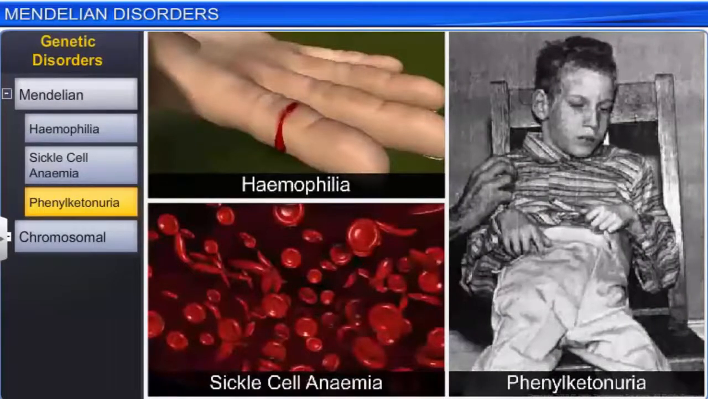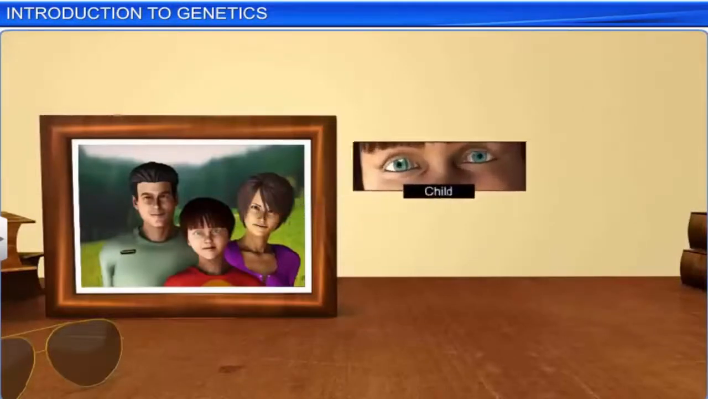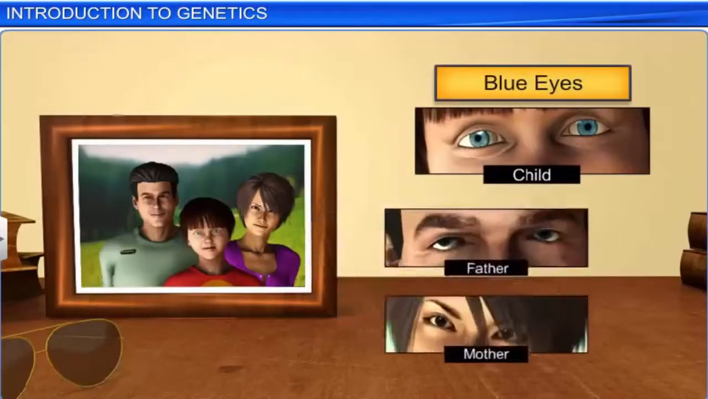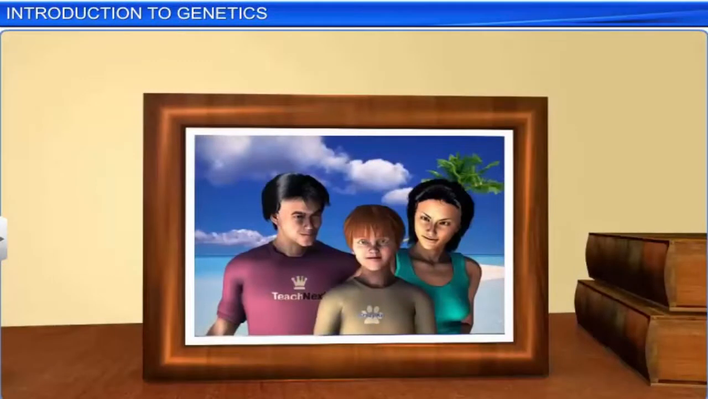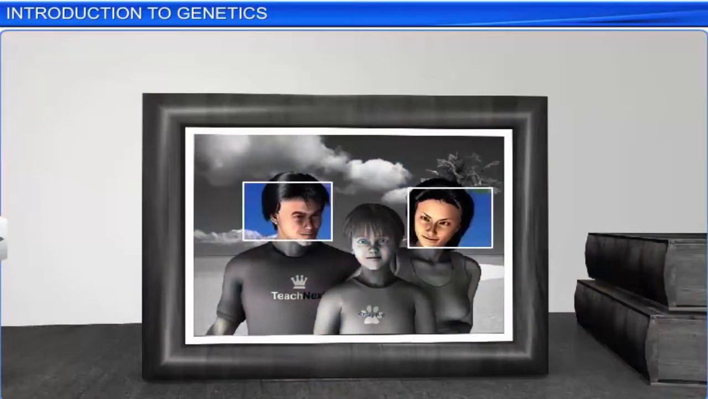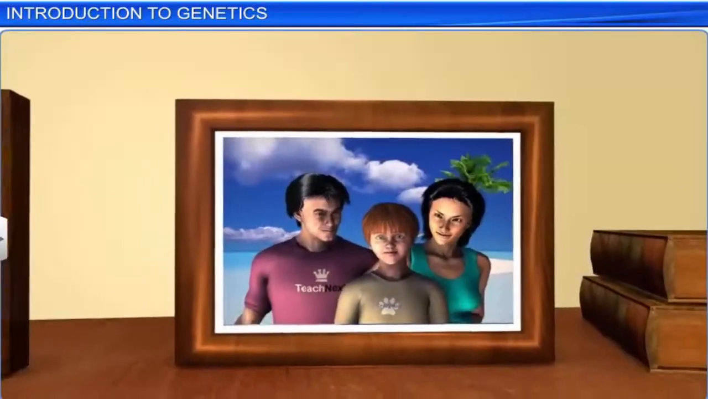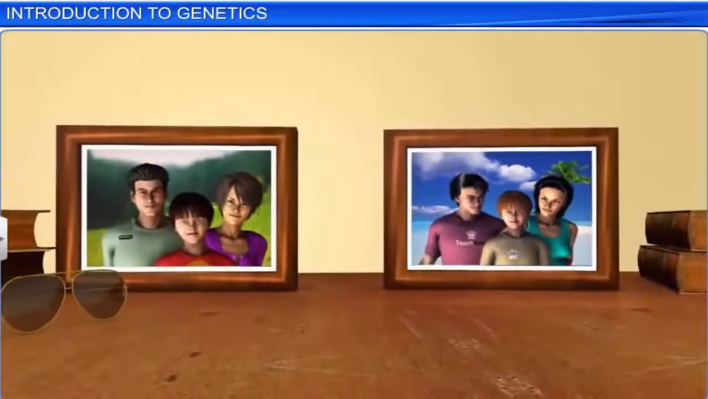Take a look at this family photo. Can you see that the color of the child's eyes is blue, just like her parents? Now, take a look at this picture. Here, the child has light brown hair, while that of his parents is black. What accounts for such similarities and differences?